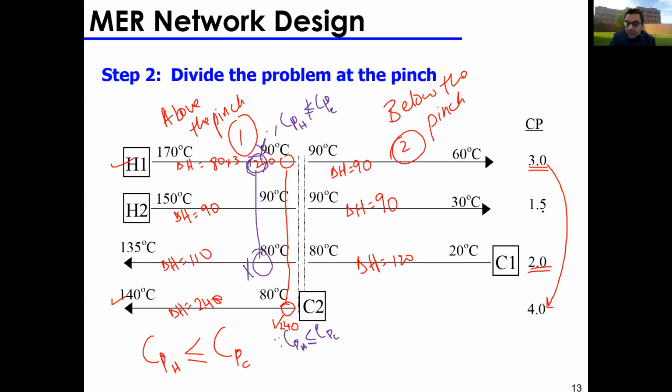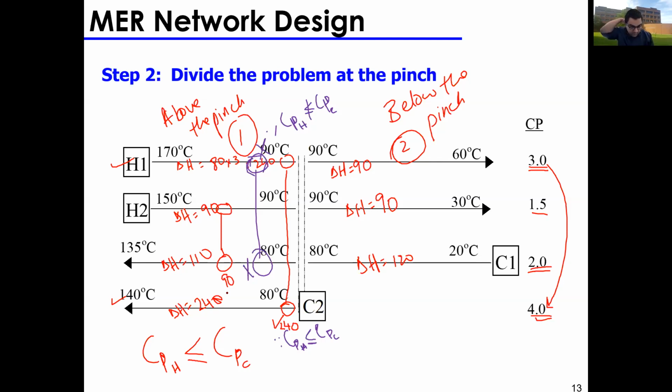Let's move on to the second hot stream, 1.5. I only have one option really because stream number 4 is done. It doesn't have any more energy to take. So I need to see, is this thermodynamically possible? Is the CP of the hot stream less than the CP of the cool stream? It is. So it means that thermodynamically I can connect them. So you just connect them. You draw your heat exchanger right here, and you find out how much energy I can provide. So in this case, the hot stream has 90 and the cool stream needs 110. So I'm going to transfer 90 in this case.